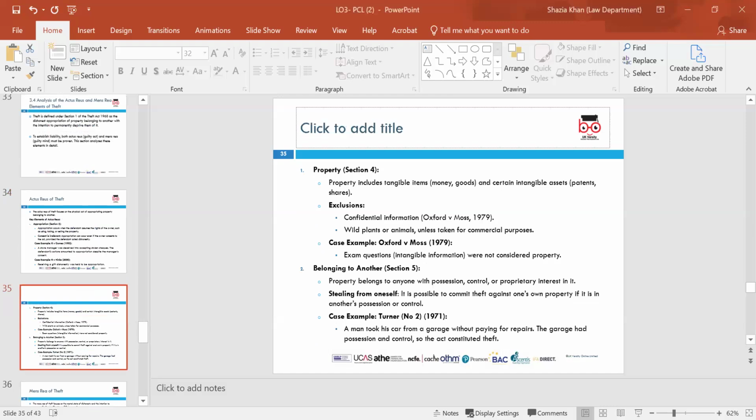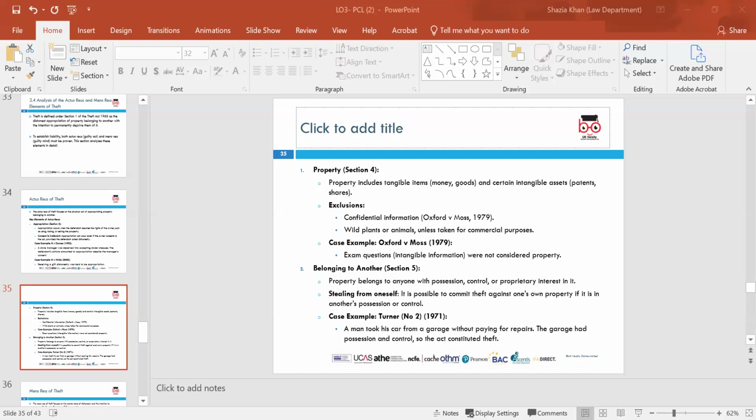Then we've got the element of property, which is section 4. In regards to the element of property in section 4, the item must be considered property under the law, including tangible items, money, and sometimes intangible rights. And that is the element, and the case of Oxford v Moss 1979, where exam questions were not considered property.